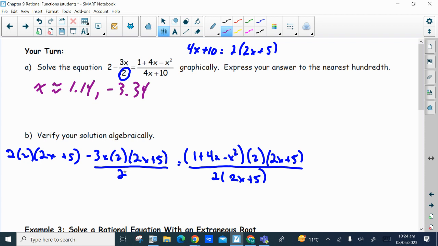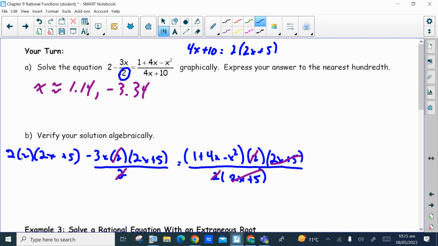Now this 2 here must be canceled with the factor of 2. You cannot cancel the 2 on the 2x plus 5. You can't cancel part of a binomial. Can't do that. You can only cancel factors. So, by canceling out the common factors, we've gotten rid of all of our denominators. We can now multiply out what's left.